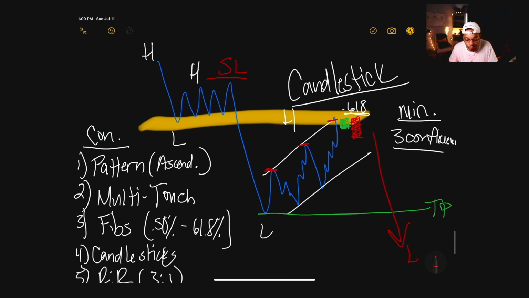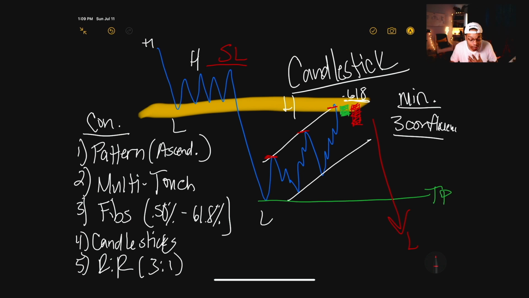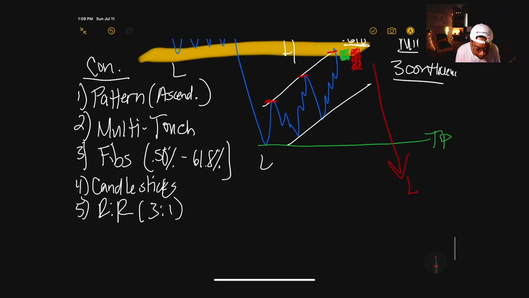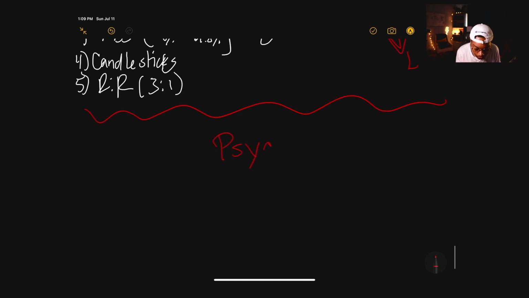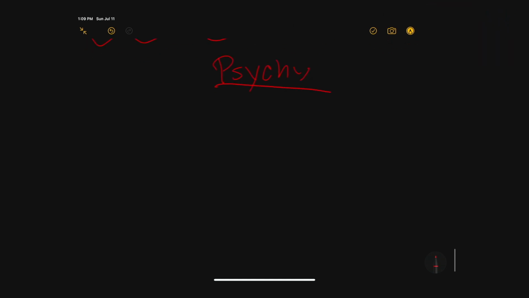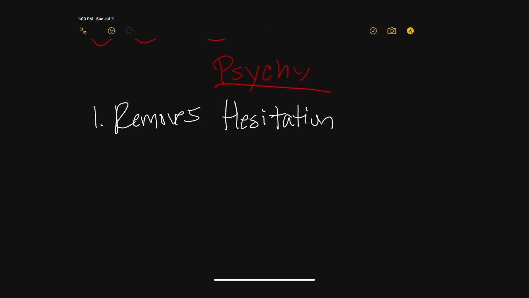And aligning it with my strategy gives me confidence. Now we're getting into the psychology, because market structure has everything to do with psychology. I'm just going to put psyche for this. I want to make sure you guys can see it. What this does is it removes hesitation. Okay, it removes hesitation.